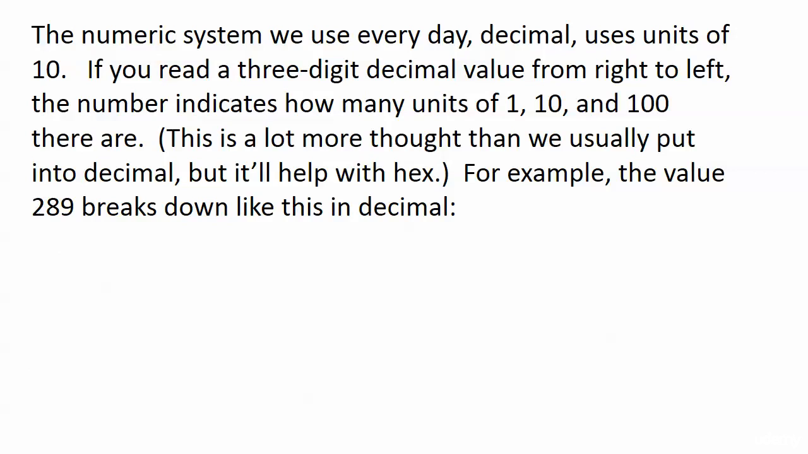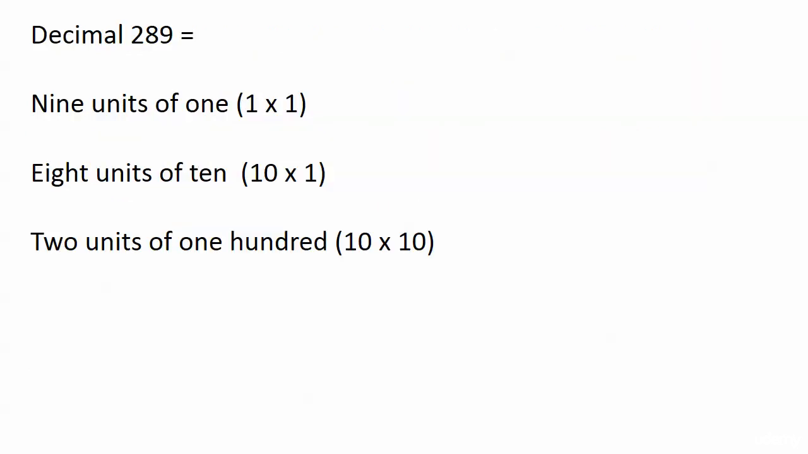First, I'm going to compare it a bit, though, to the numeric system that we use every day, decimal. It uses units of 10. And this is certainly not something you think about because we do it so often. But if you have, let's say, a 3-digit decimal value, and you read it from right to left, the number indicates how many units of 1 and 10 and 100 there are. And again, this is a lot more thought than we usually put into decimal, but it's going to help you with hex. For example, the value 289 breaks down like this in decimal.